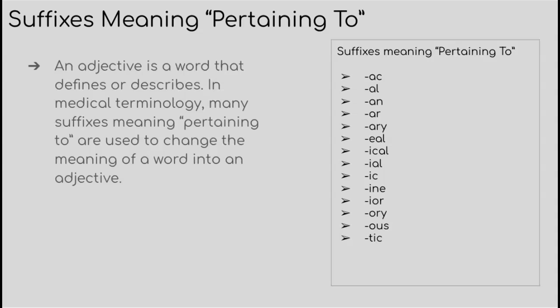An example would be, now I'm trying to think. If you use gastr, G-A-S-T-R hyphen, and then you add hyphen I-C, it becomes gastric. It then means pertaining to the stomach. Therefore, it becomes an adjective.